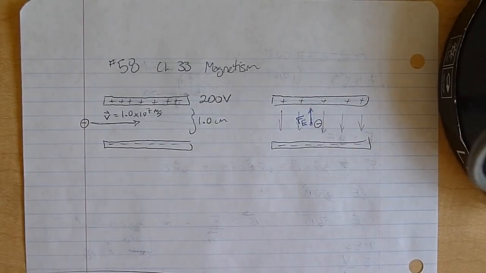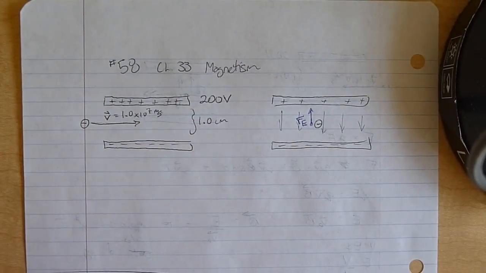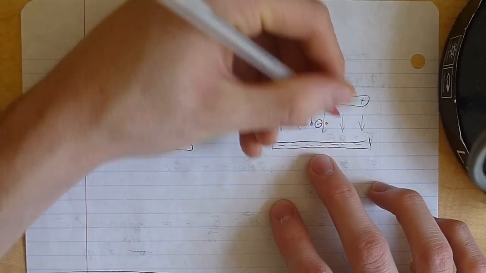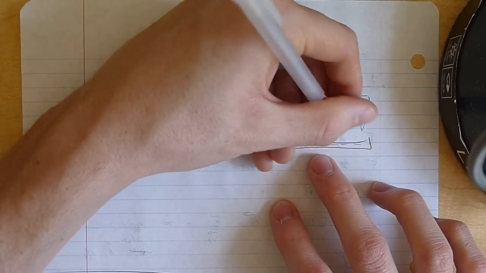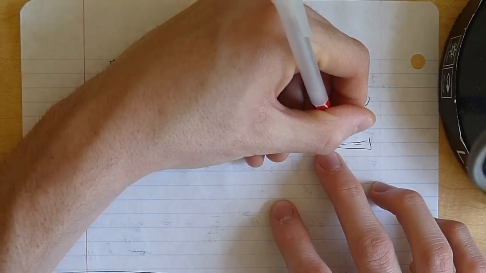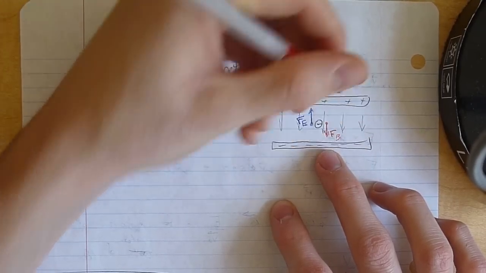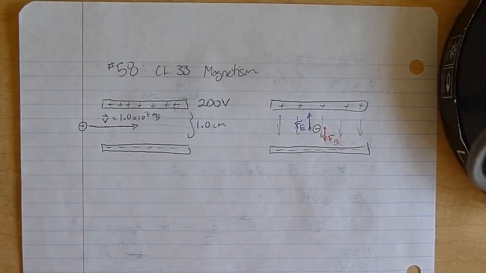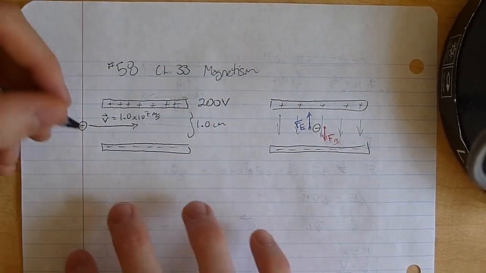So if we want the electron to move directly between the plates without being affected by the force of the electric field, we need an opposing force due to a magnetic field. That's what we'll be solving for, the magnitude and direction of the magnetic field to get this force opposing the electric field. So to do this, we need a couple things.